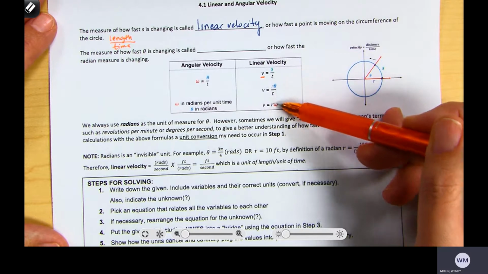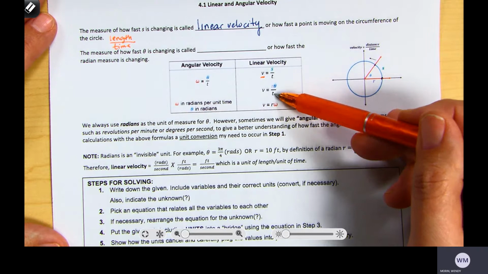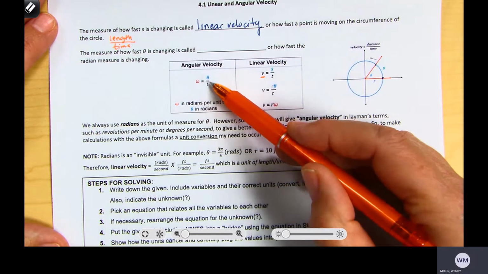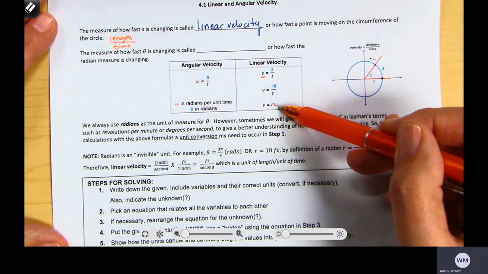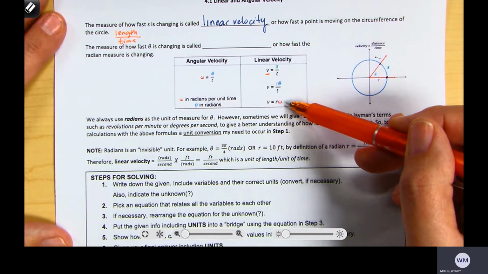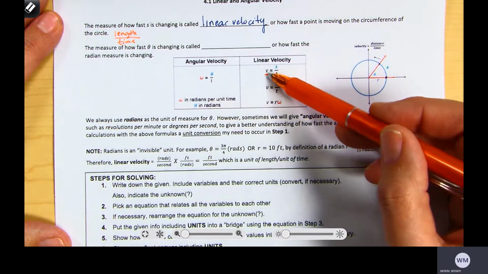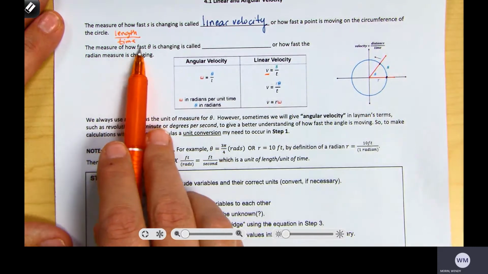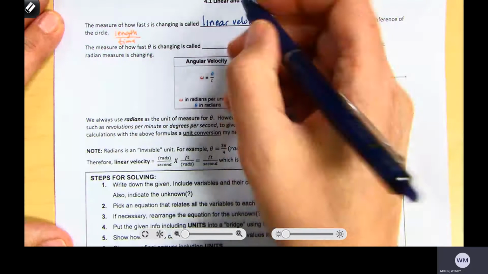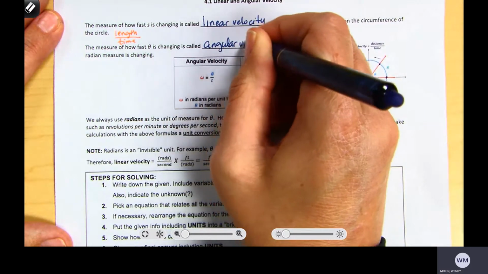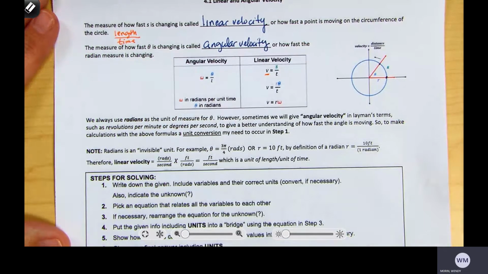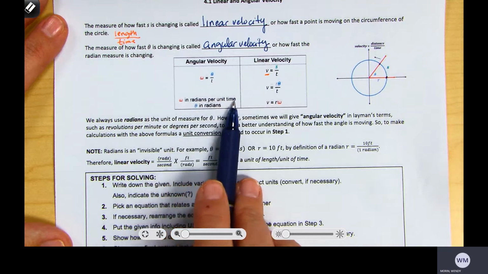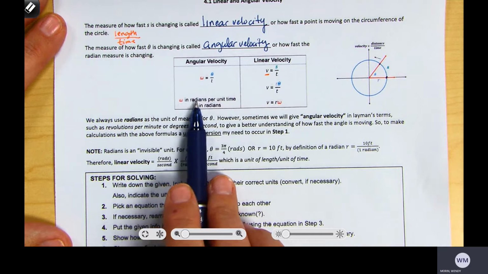And then another version, which is the one we're going to use: if you take theta divided by time, the angle divided by the time, that's called angular velocity. Angular velocity, and this little Greek letter here is called omega. So we're going to have capital V for linear velocity, and we're going to have omega for angular velocity. The measure of how fast theta is changing is called angular velocity, and for angular velocity, it's radians per unit of time. So in order for you to call it omega, it has to be in radians per unit of time.